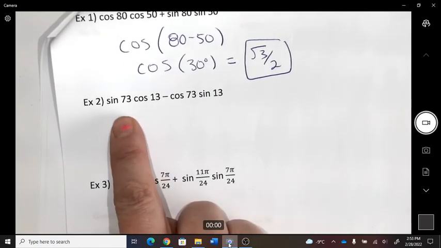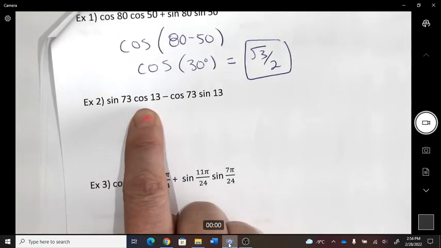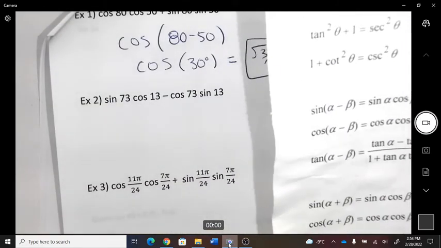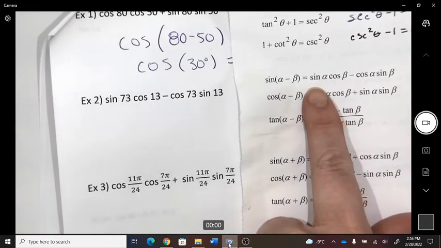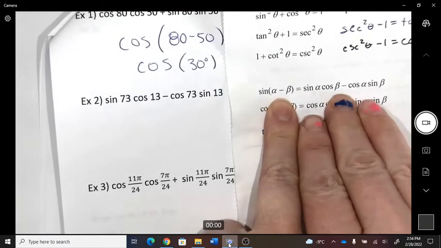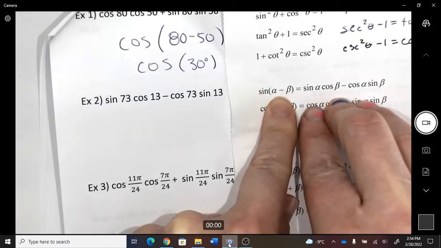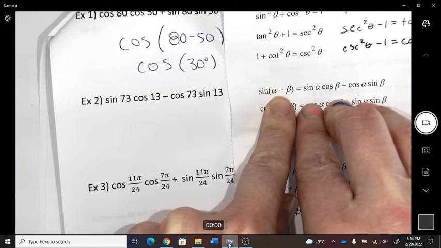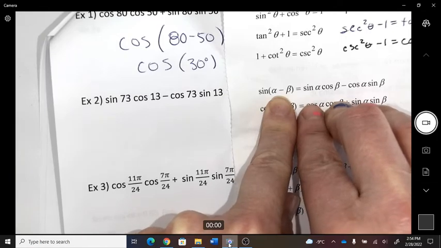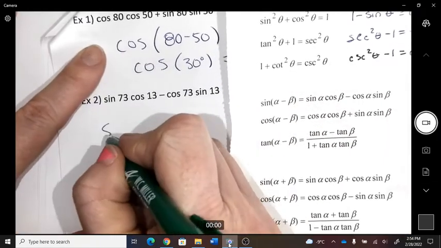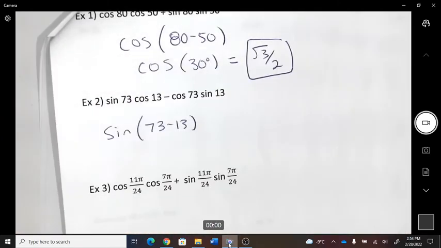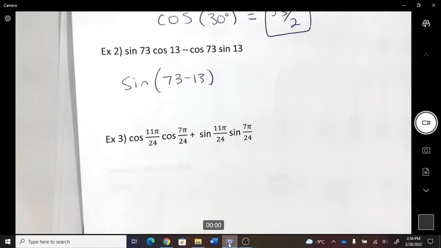Can you find a formula? It's got a sine cos, subtract a cos sine. Sine cos, subtract a cos sine. What do you think? Sine of the sine subtraction one? Are we good? It's a sine subtraction? Sine of a subtraction. So that's the formula it matched?